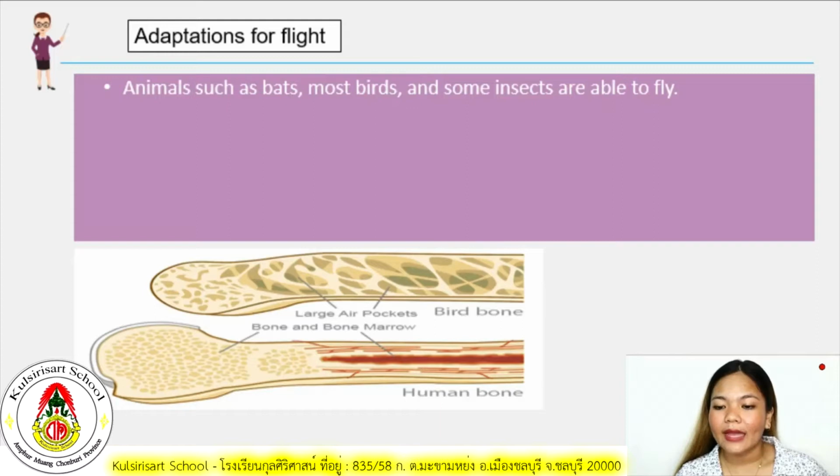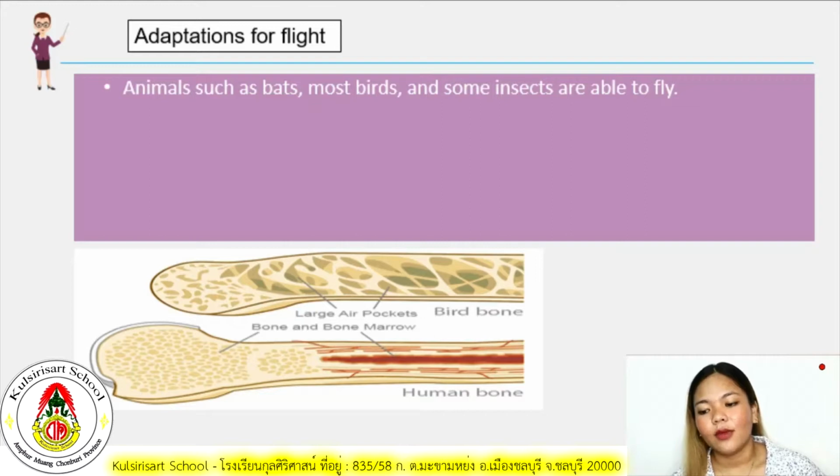Animals such as bats, birds, and some insects are able to fly. So not only birds are able to fly; we have mammals like bats, and insects like flies, mosquitoes, butterflies and dragonflies can fly as well.